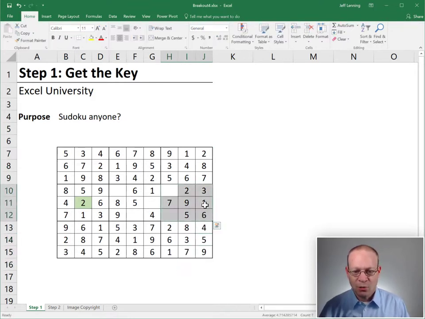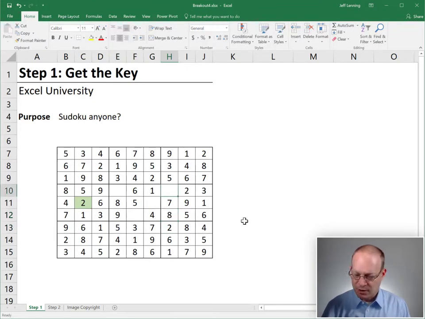Let's look at this one. 1, 2, 3, 4, 5, 6, 7, 8. So we need a 4 and an 8. 4 can't be here. This must be the 8. This must be the 4. Another green cell. Good.